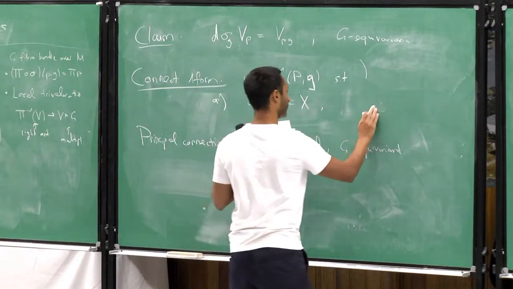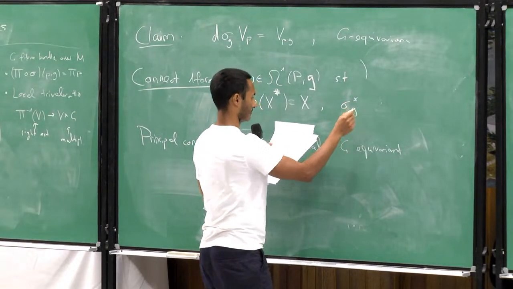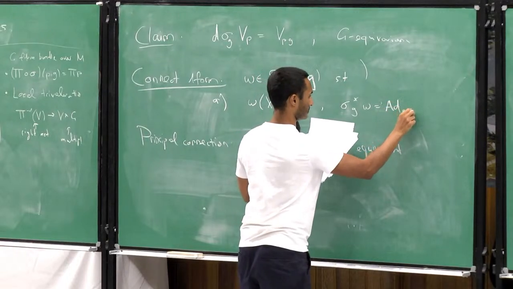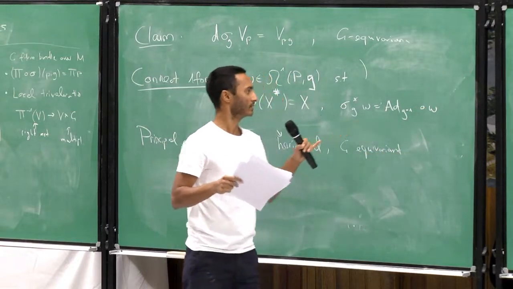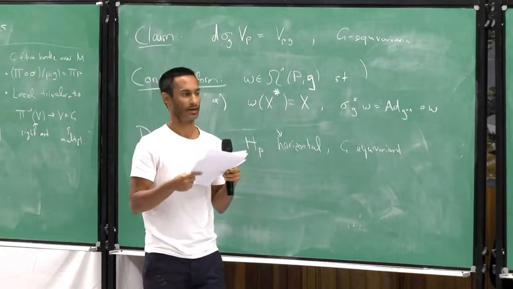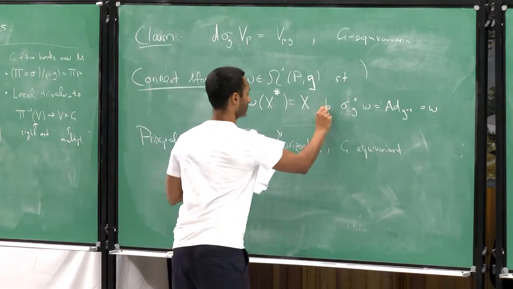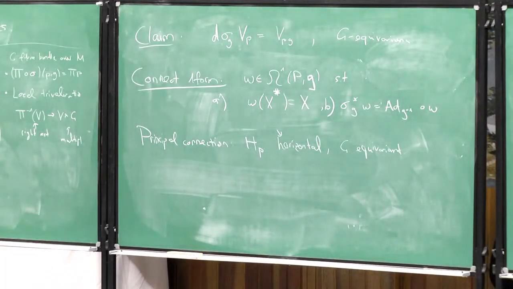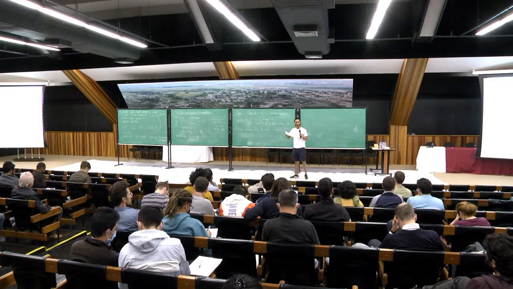And then there's an equivariance condition, namely that if we push omega forward along the group action, this is the same as Ad_g composed with omega, which is just the derivative of the conjugation map, the adjoint action on the Lie algebra. Let's call this B. That's just this slide. Then there is a canonical one-to-one correspondence between these principal connections, which are these subspaces, and these one-forms.